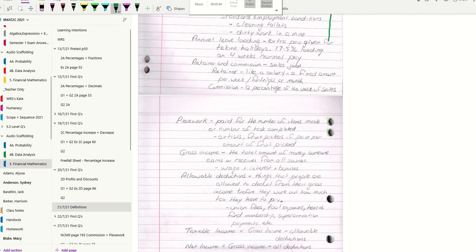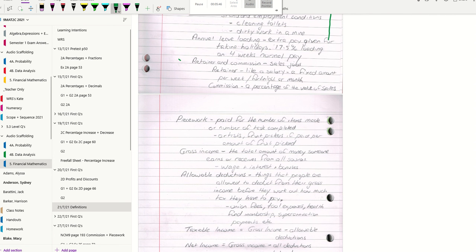Okay, so to look at the next one, retainer and commissions are for sales jobs. A retainer is like a salary. It's a fixed amount that people get paid. What that will do is mean that salesmen aren't under so much stress that in order to actually put food on the table, they need to make a certain number of sales. They get paid almost like a salary in the first place, which might be quite low depending on what their commission is. And then there's an incentive.